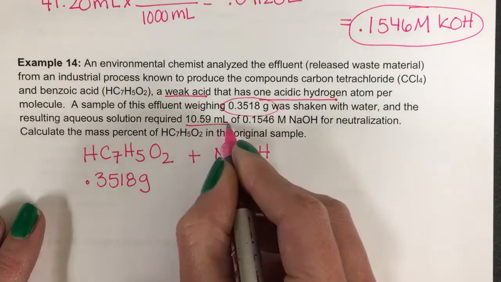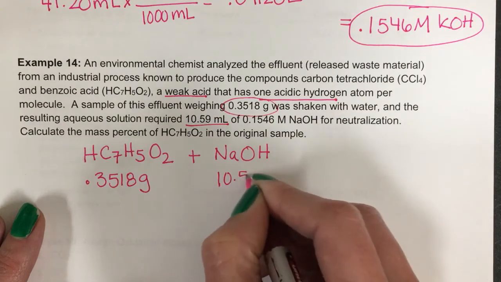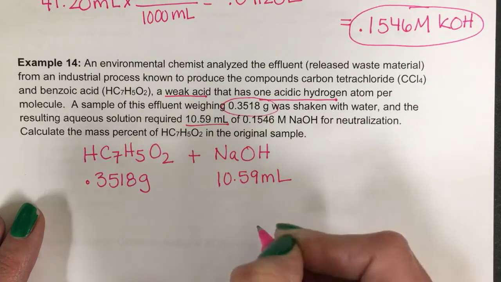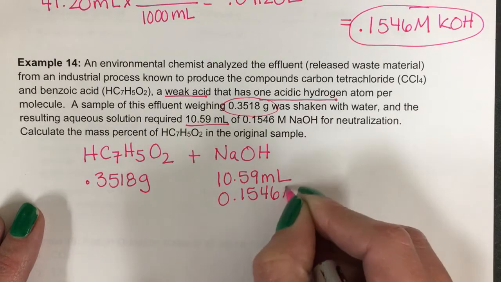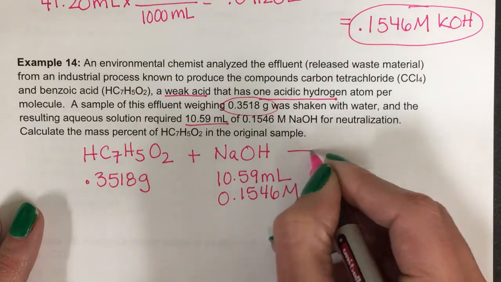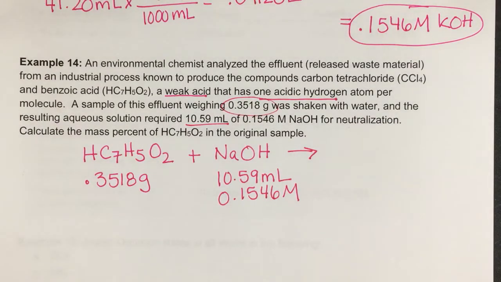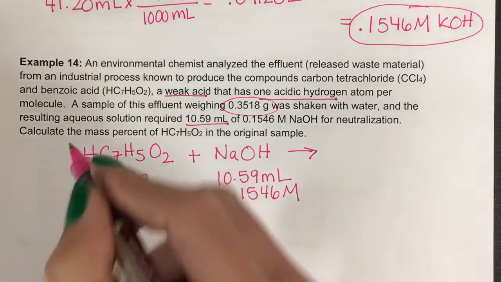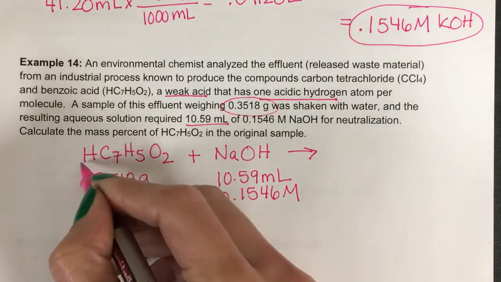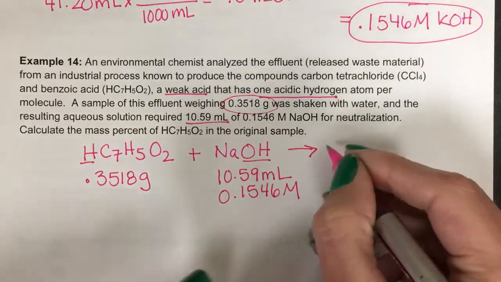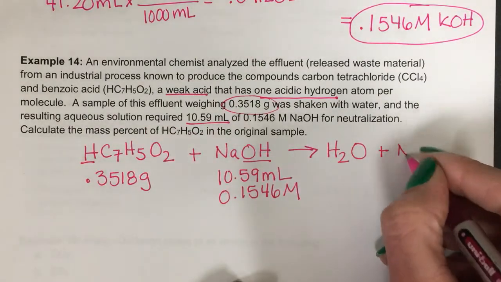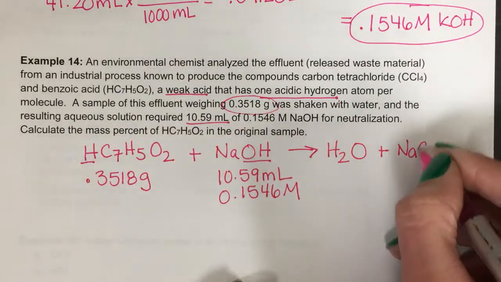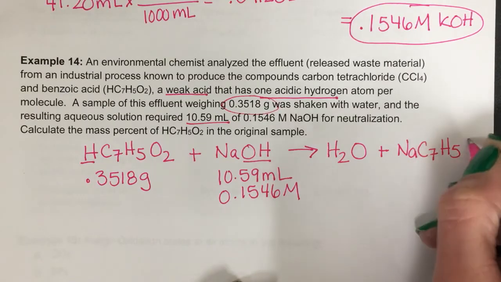They tell me that I'm adding 10.59 milliliters of 0.1546 molar NaOH. Okay? They tell me that I've got one acidic proton here, so this H reacts with the OH to make water, and then I'm going to make NaC7H5O2.